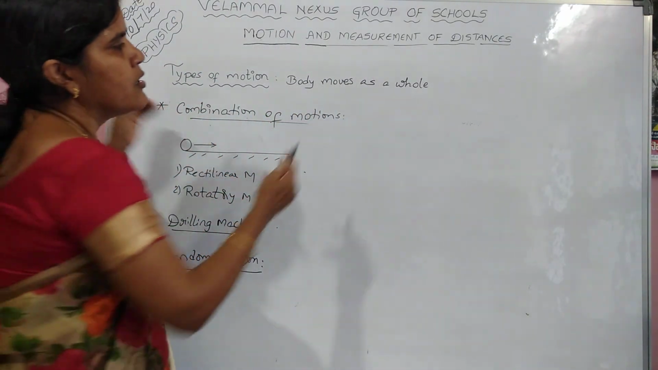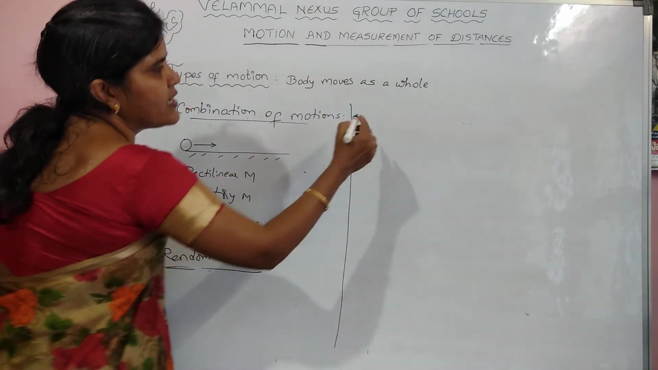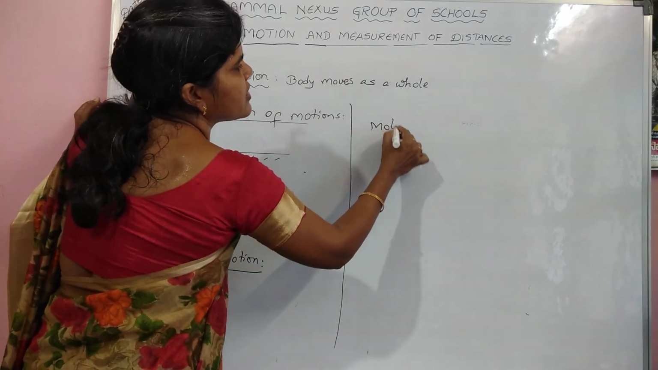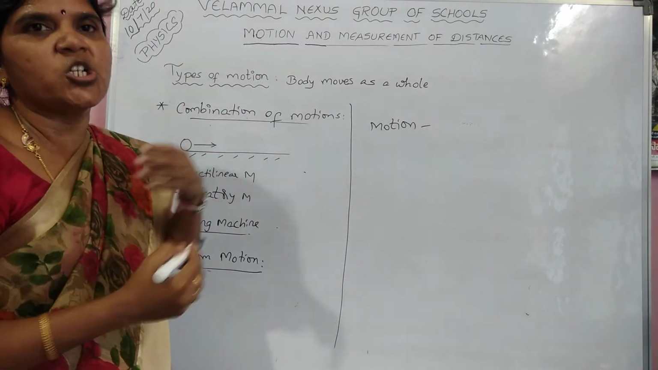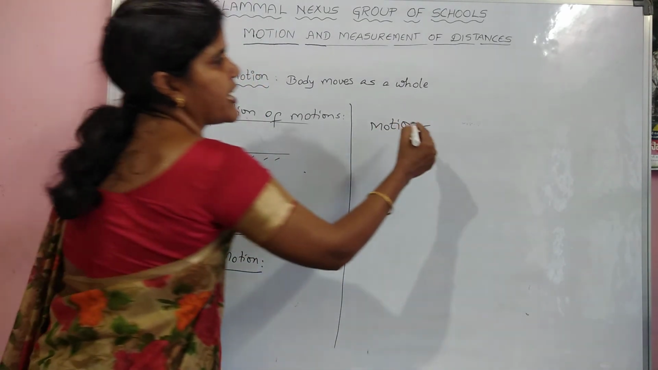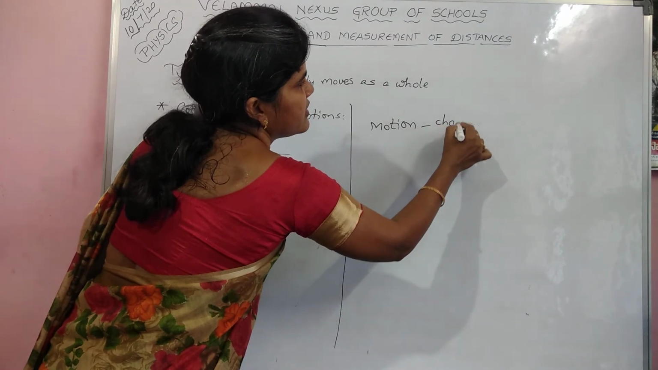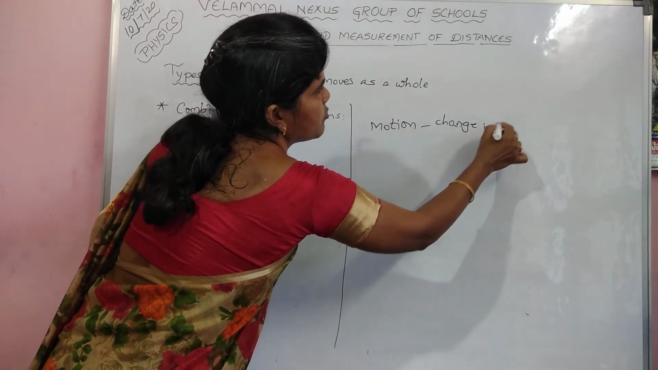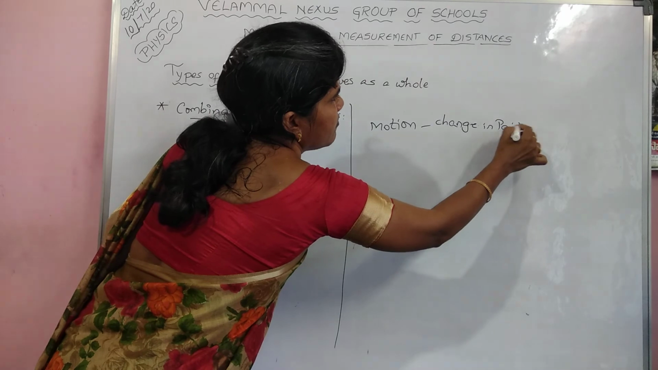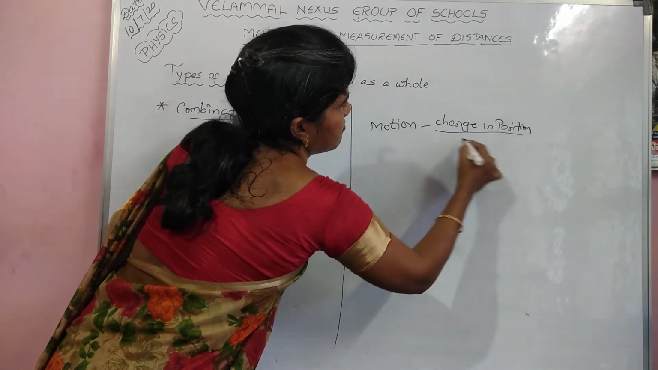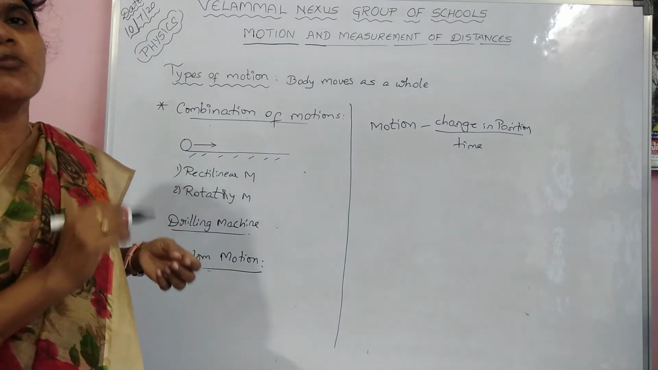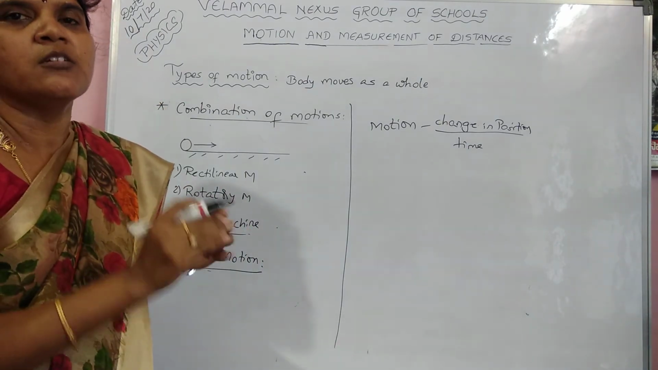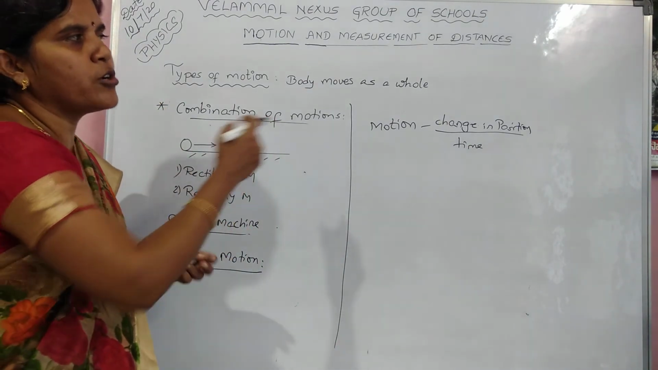Next, we are discussing the chapter motion. What is motion here? Yesterday we discussed that if there is a change in the position of the body with respect to time, with respect to surroundings, then we say the body is said to be in motion.